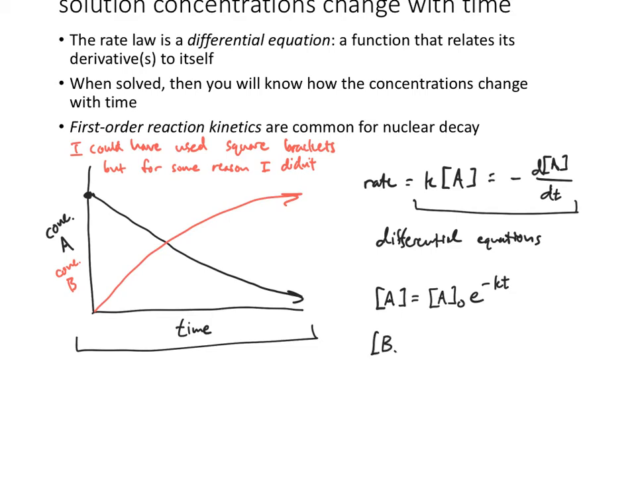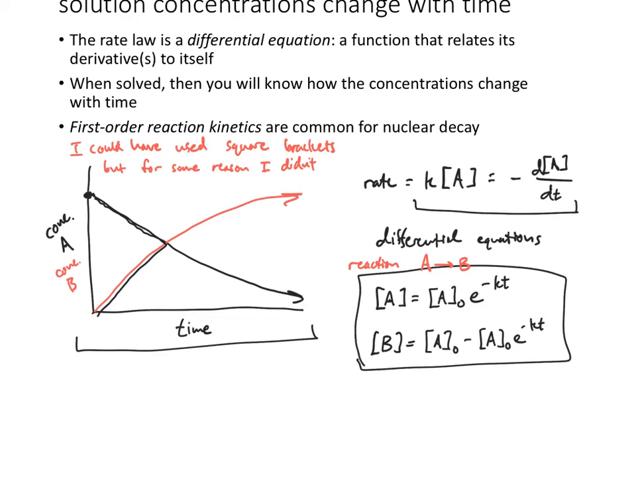Next, we can also use the differential equation to find how the concentration of B changes. It equals the starting concentration of A minus the starting concentration of A times e to the negative kt, like so. And these two equations tell us the functions of these different curves up here. All right, so as these curves are changing with time, we can just look at these mathematical forms and see how they're changing. These equations only apply to the sort of first order reaction that I'm depicting here.